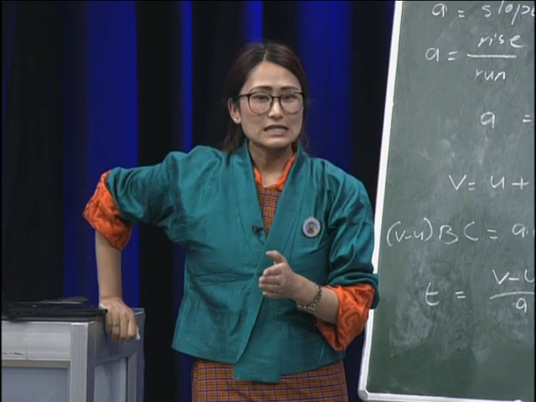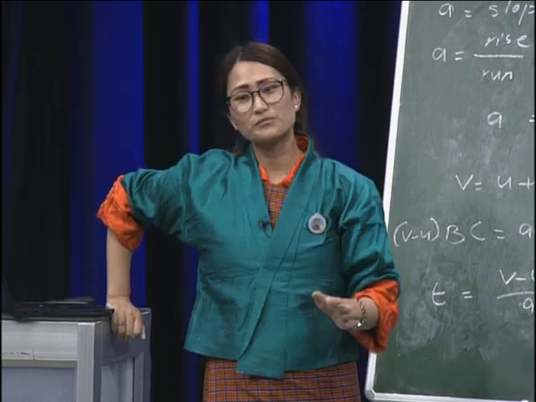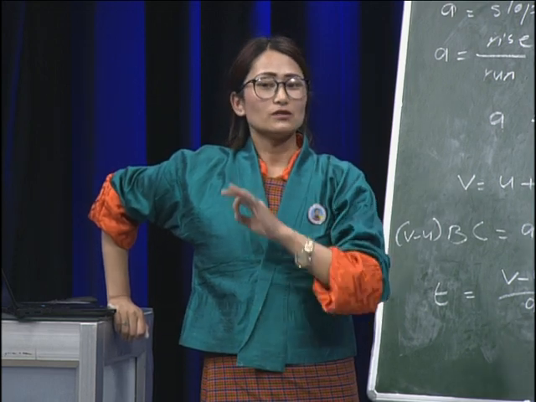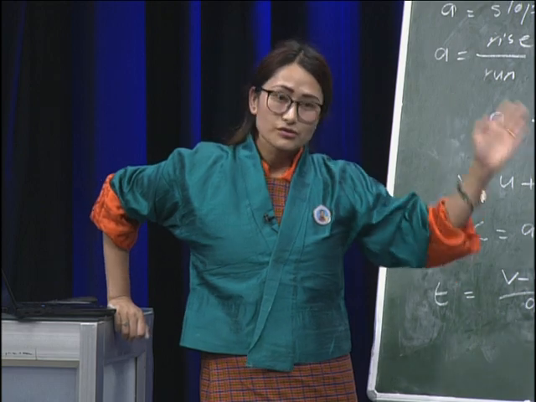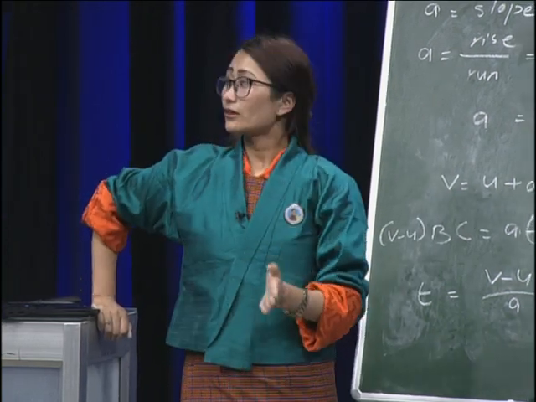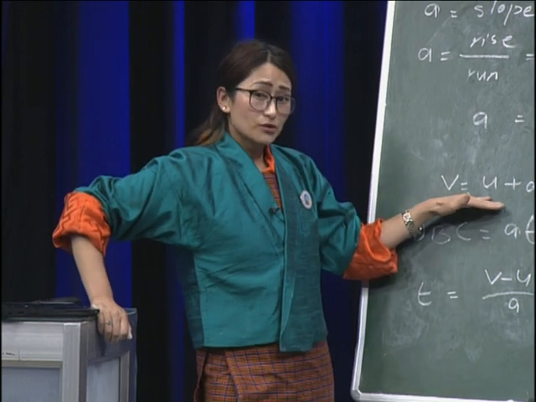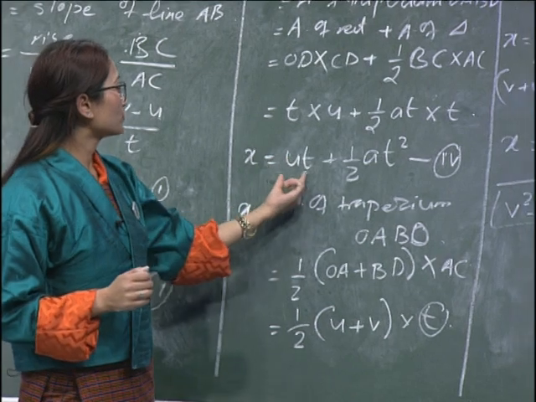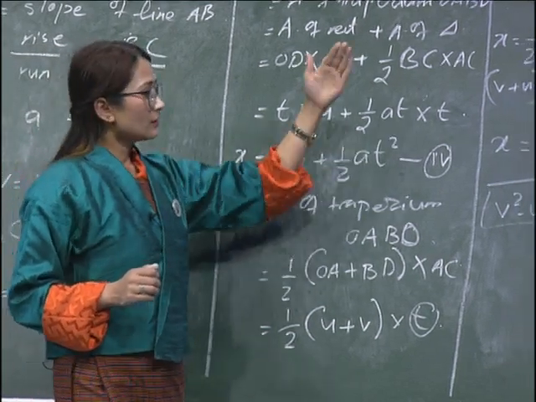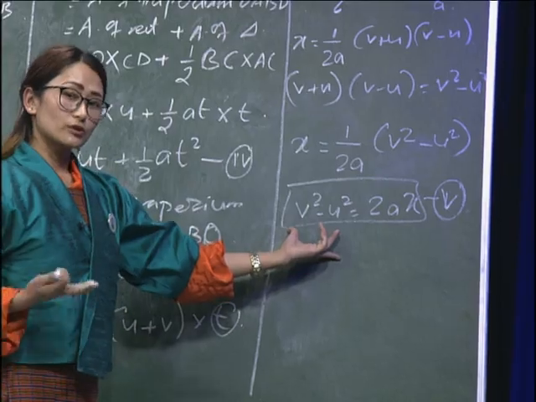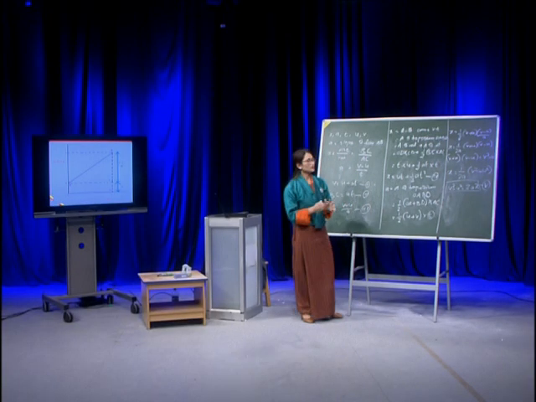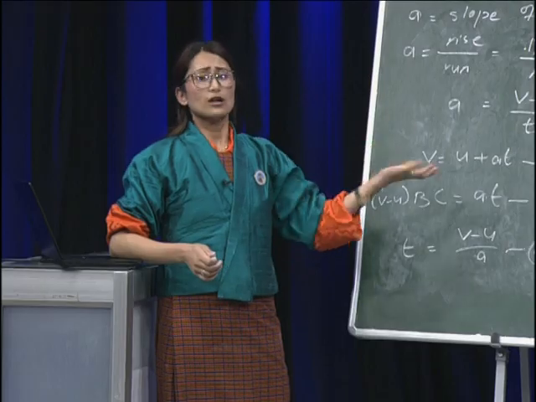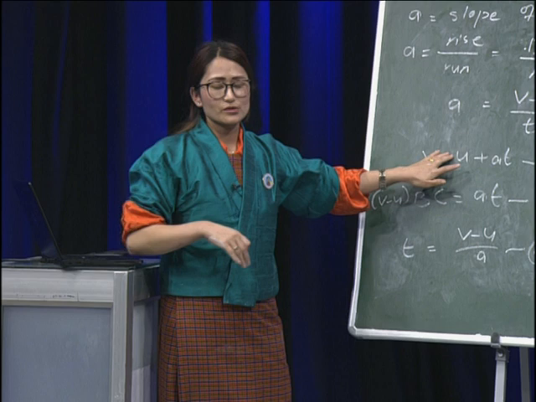Whenever an object is in motion, any object or any body, that object will always be governed by these three kinematic equations, where we have the first equation v equals u plus at, the second equation x equals ut plus half at square, and the third equation v square minus u square equals 2ax. Okay, just to show you all how to apply these equations. When can we use this equation?